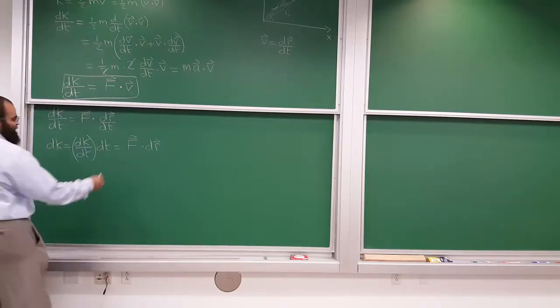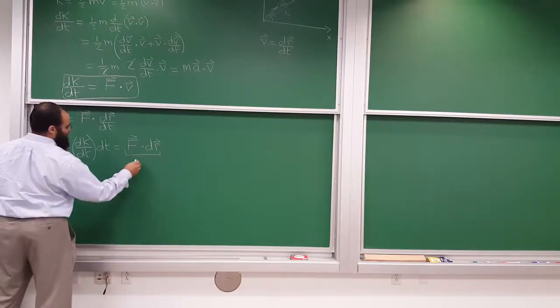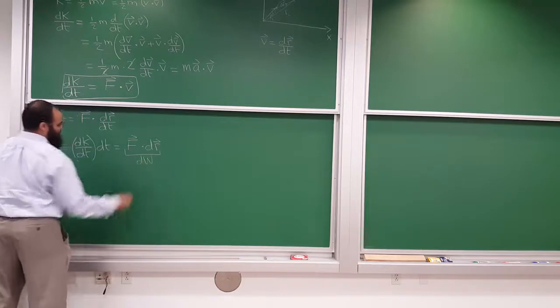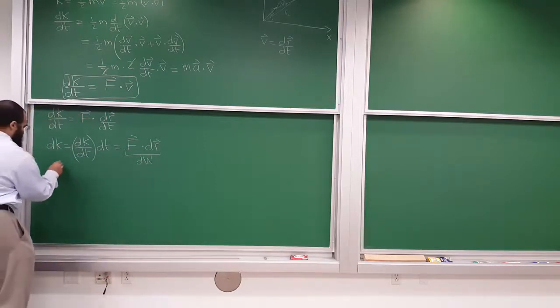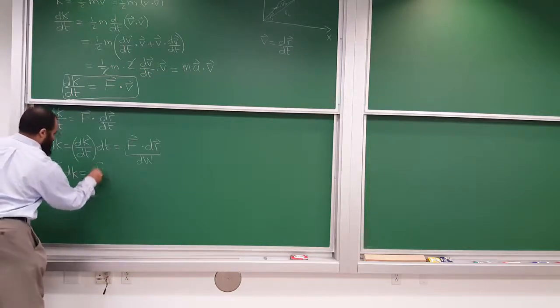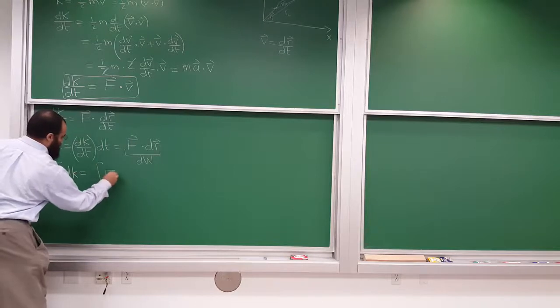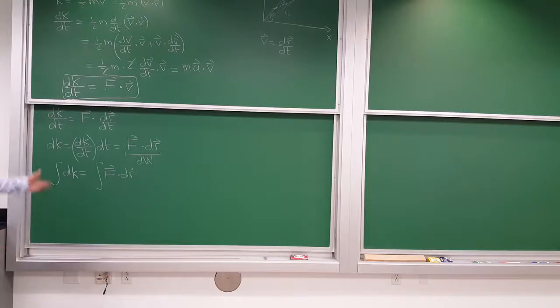So this is dW. This is how much work you do in an amount dr. So this is dW. So let's integrate both sides. So we integrate both sides. So I have dK is the integral of F dot dr. All right, so I have this.